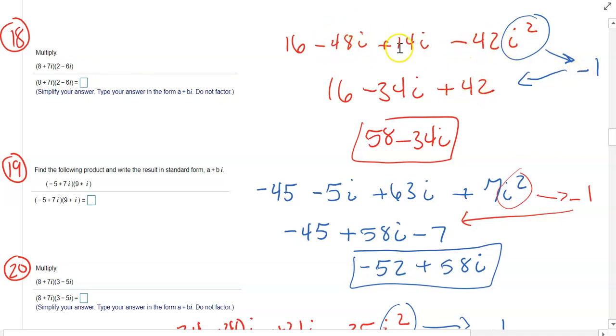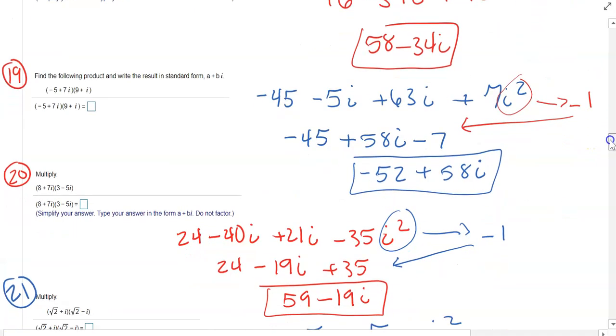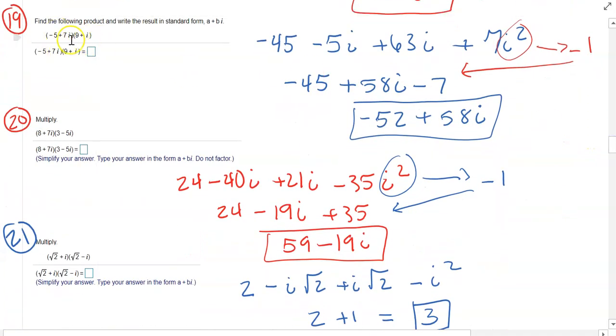We collect our like terms in the middle. That gives me negative 34i, and the 16 comes down. Now I have like terms here. That gives me 58. Nothing happens to the negative 34i, and we are done. So this will be the process when foiling. Once again here, we FOIL out, collect our like terms, and simplify.